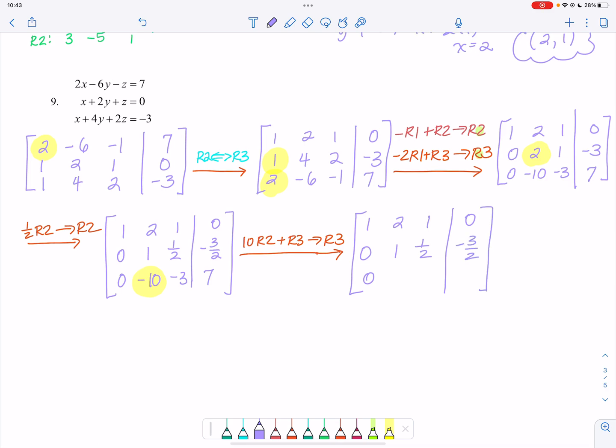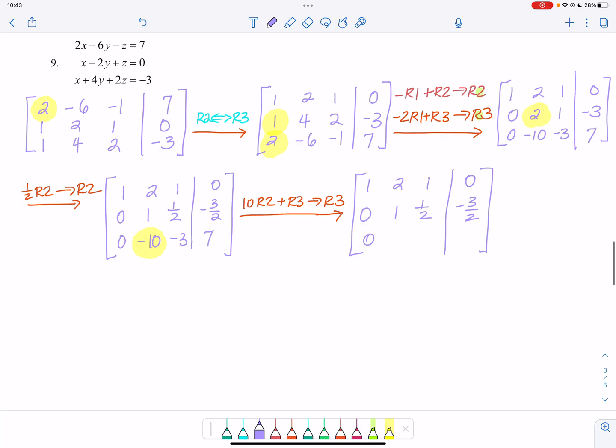And we're going to take 10 times row 2, which would be 0, 10, 5, and negative 15. And we're going to add that to this row. So 0, 0, 2, and a negative 8. Okay, we're getting there. Now we have to somehow make that 2 become a 1.